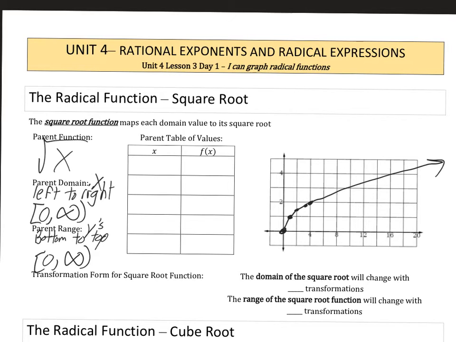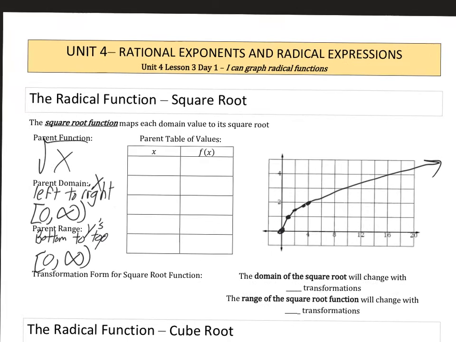Now, one thing to remember, you have to use a bracket if it's equal to. So if there's a dot directly on that, or if the line fully touches, so there's a closed dot there, then it is a bracket. If it's infinity, you can't ever hit infinity, so that's going to be a parenthesis.